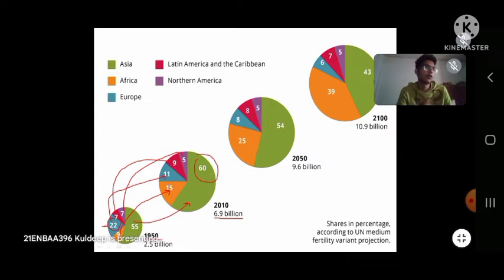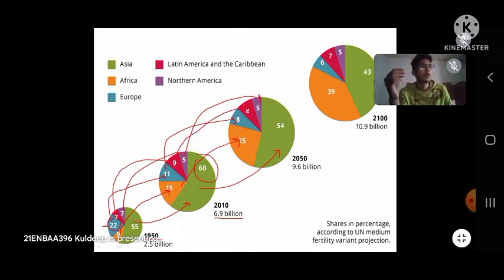Now, if we look at 2050, which is predicted data, Asia will have a decrease in population share from 60 to 54, and the population share of Africa will rise to 25. The population share of Europe will continue to decline in 2050, and it will be left at 8. North America will remain the same, and Latin America and the Caribbean countries will show a decline of 1%.